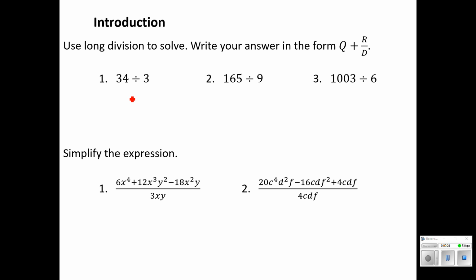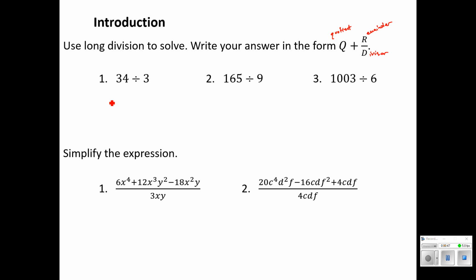So problem number 1, we're taking 34 divided by 3, and you can see they say write your answer in the form of Q plus R over D. That stands for quotient plus the remainder over the divisor.